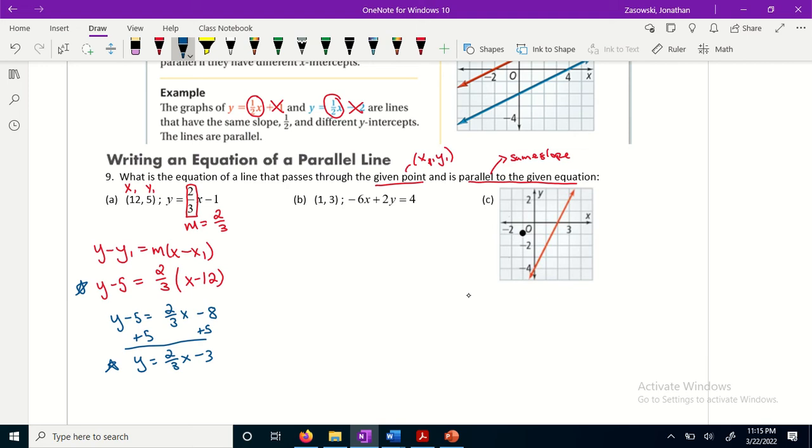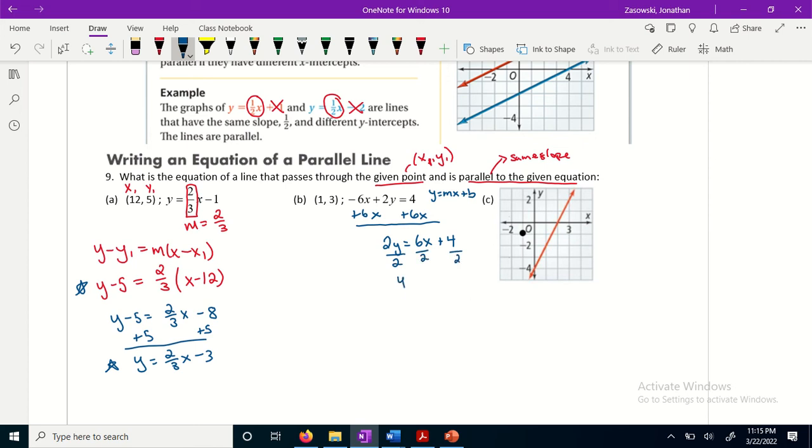Now, for question B, same concept, except now I don't know the slope yet because I don't have this in y equals mx plus b form. So we would want to just add the 6x to both sides. And remember, it's y equals mx plus b, so we always want to try to put the mx term first. So we're going to say 2y is equal to 6x plus 4. And then we just need to get rid of the 2 here, so we'll divide everything by 2.